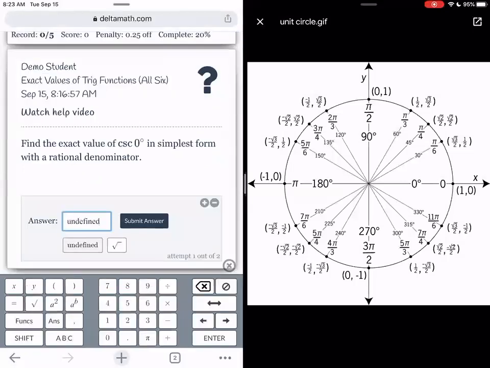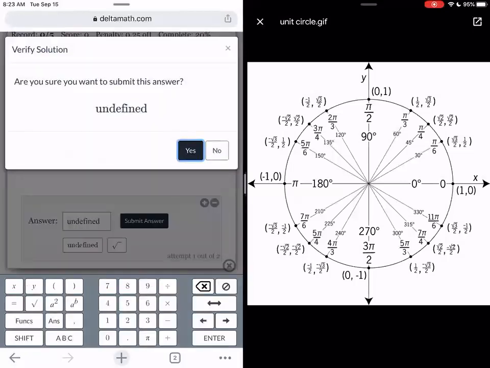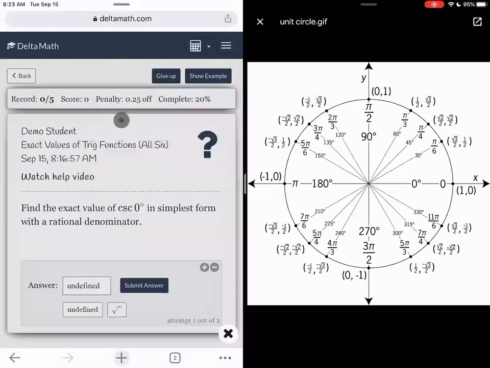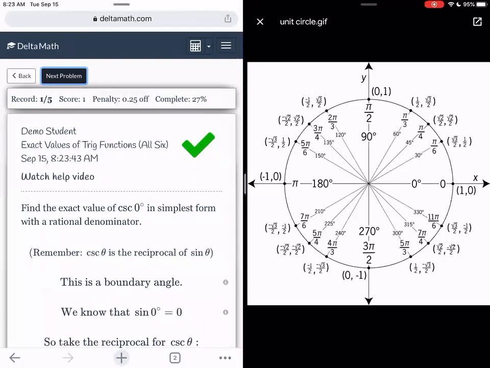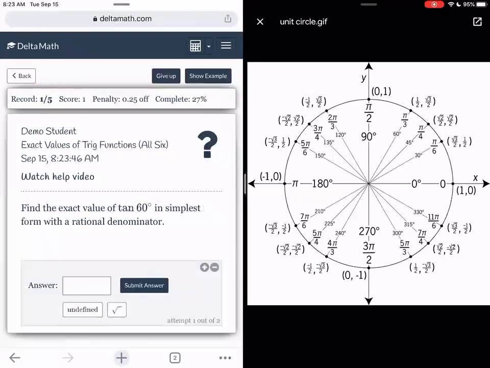Oh wait, you just click there. You just literally click the undefined button. I guess you could type it in too, but why would you spend time typing it when you can just click the button? All right, we already know how to do a tangent. Let's not do a tangent right now.